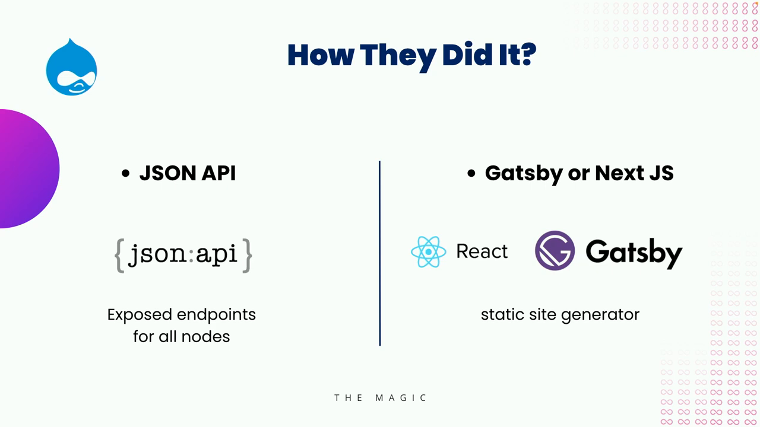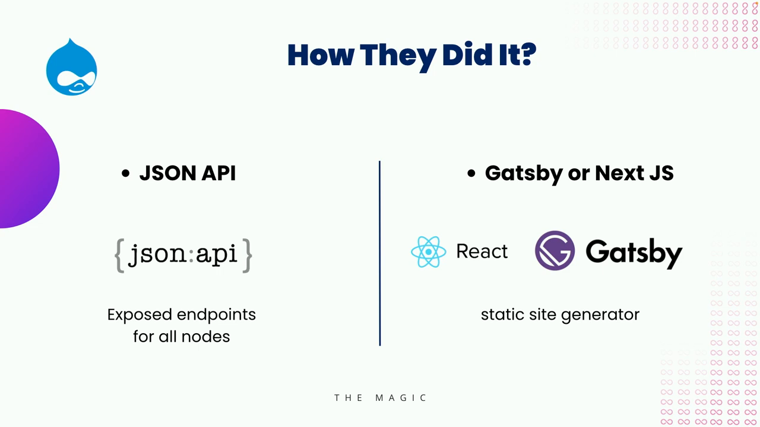Here's a little more insight into how the decoupled site is structured. On the Drupal end, JSON API is one method of exposing information via endpoints. There are other ways, but that's the most common. JSON API will expose all the information for nodes at specific endpoints, and all the information associated with those nodes as well, so you get all the information you need to pull in on the front end.